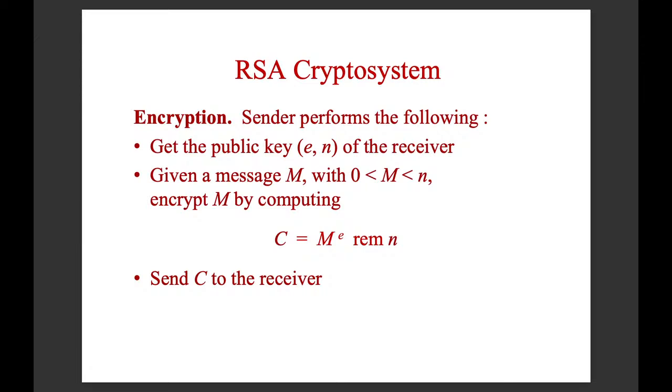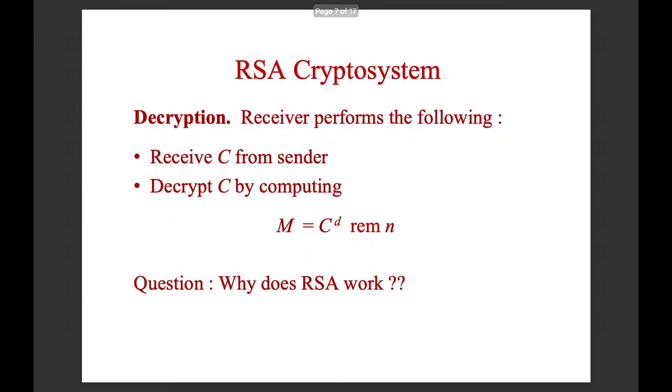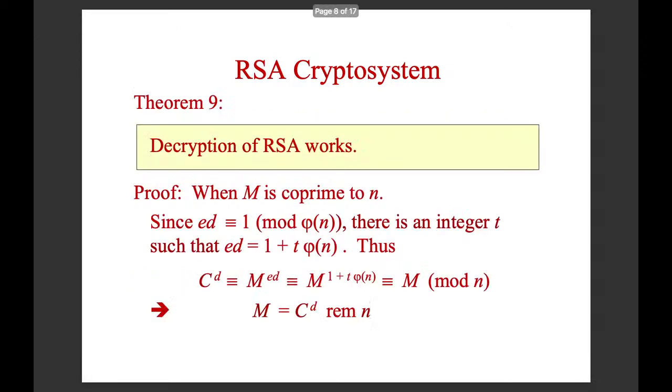But on the other hand, how can a receiver recover the original message? The idea here is simple. The sender gives C to the receiver, so the receiver takes C and does some similar steps. This time, she raises C to the power of D, so we get C to the power D. Then C to the power D will become the original message m. So the scheme is very easy.